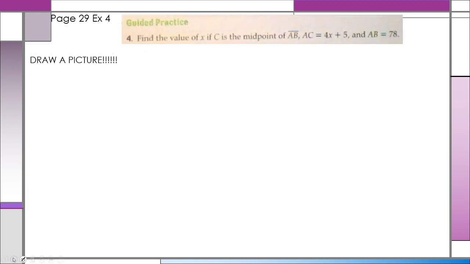Let's do one more of these here. Again, this one doesn't have a picture with it. So it says find the value of x. So again, this one's asking just for the value of x. So we don't need to plug anything back in here usually. If C is in the middle of A and B, so let's draw that real quick. C is the midpoint of AB. So I have A, I have B, and it says C is in the middle.